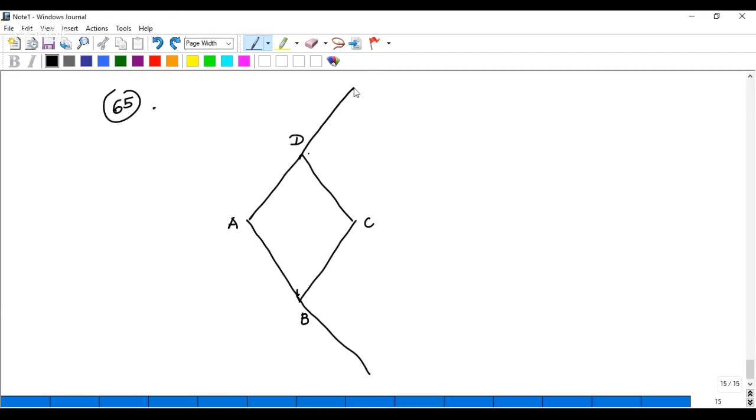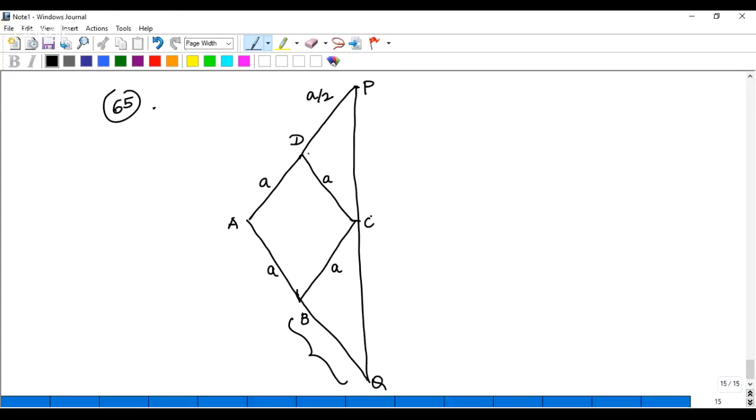So AD is produced, and he's saying that AB is also produced, and through C, if I draw a line, this is P and this is Q. If this side length is given as A, and DP length is given as A by 2, find the ratio of length of BQ to AB.